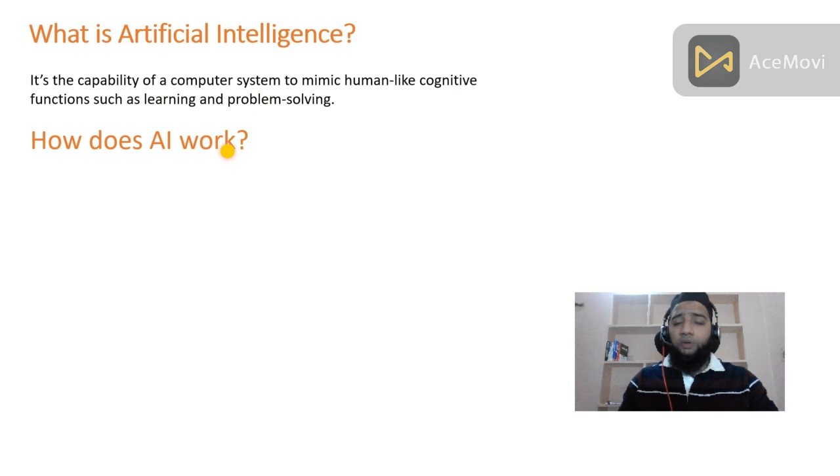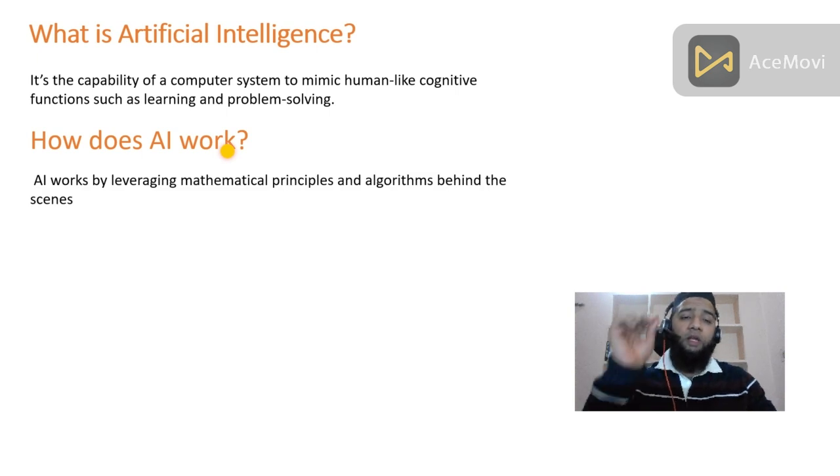Right, so how does it work? How does AI work behind the scenes? Is there some sort of magic happening? No. So AI works by leveraging mathematical principles, as simple as that, and algorithms behind the scenes. Mathematical principles such as calculus, probability, and things like that. Those are the mathematical techniques that are used behind the scenes to design an AI system.